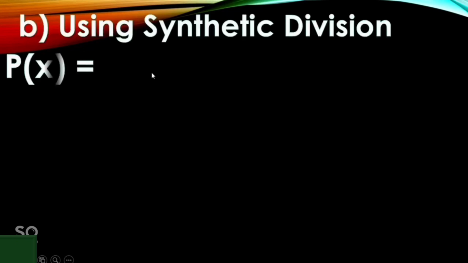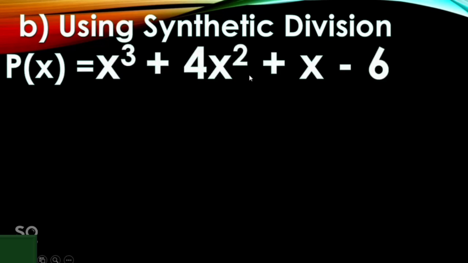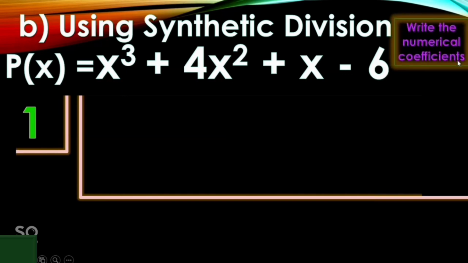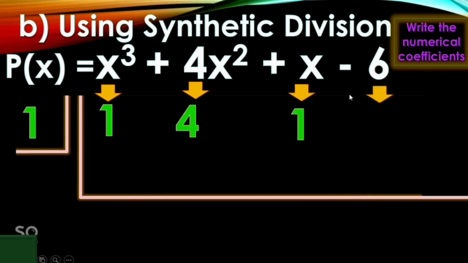Again, using synthetic division, we have p of x equals x cubed plus 4x squared plus x minus 6. Yung value ng x na nakuha natin kanina, ilalagay natin sa may upper left corner. And then the next step is isusulat natin yung mga numerical coefficient ng bawat term ng polynomial natin. We have 1. Next, we have 4. And then, positive x. Wala tayong nakikitang number, so pag wala tayong nakikitang number, that is always 1. And then the constant, negative 6.